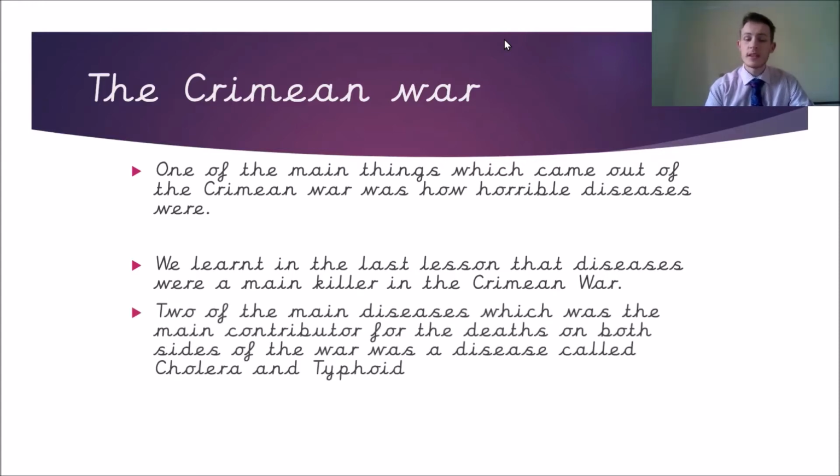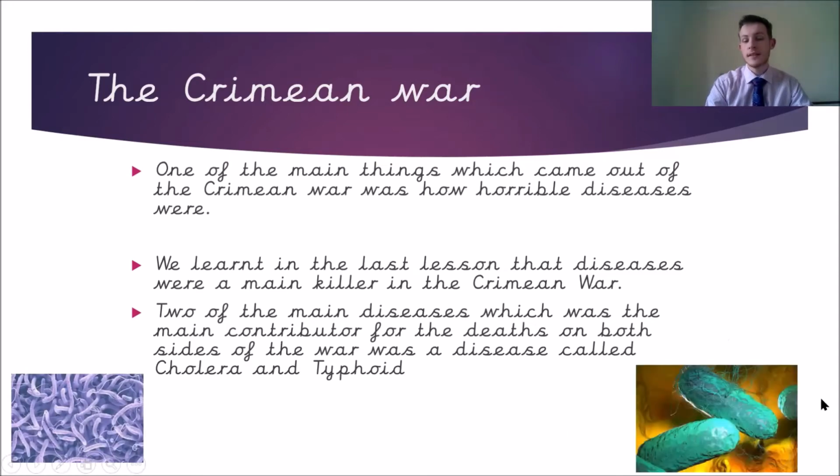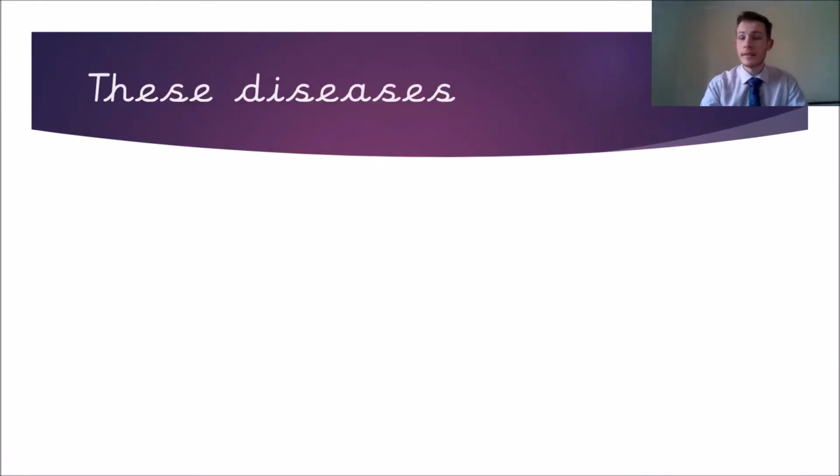Two of the main contributors, the main killers in the Crimean War on both sides, were diseases called cholera, which is what this one is, and typhoid, which is this one. Now, just to let you know, these pictures are taken through a microscope, so they are really, really tiny. You can't see them with your eyes. You have to use a special machine to view them, okay? But I've made the pictures nice and big so you can see what the actual disease and the bad germs look like.